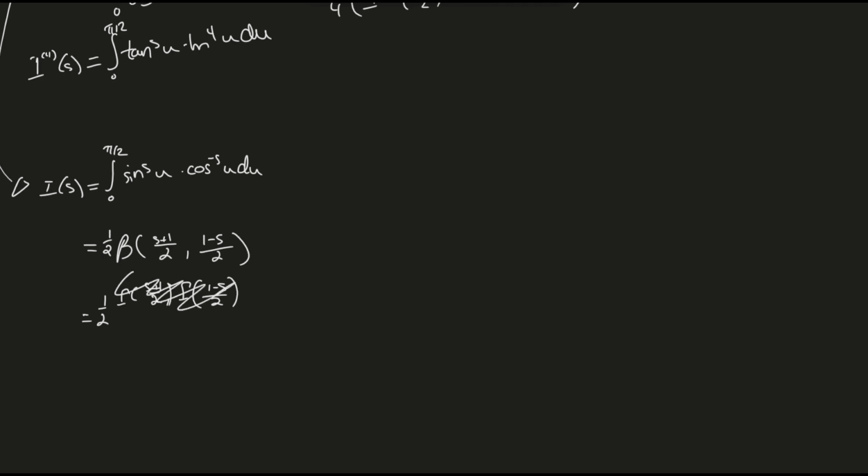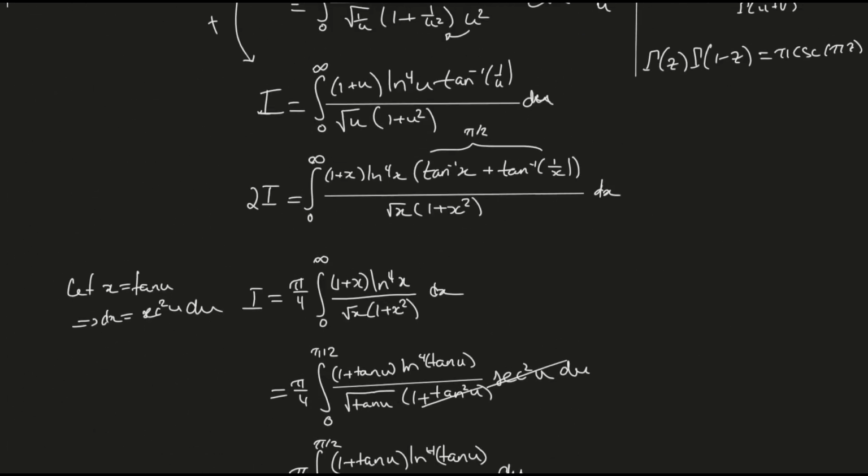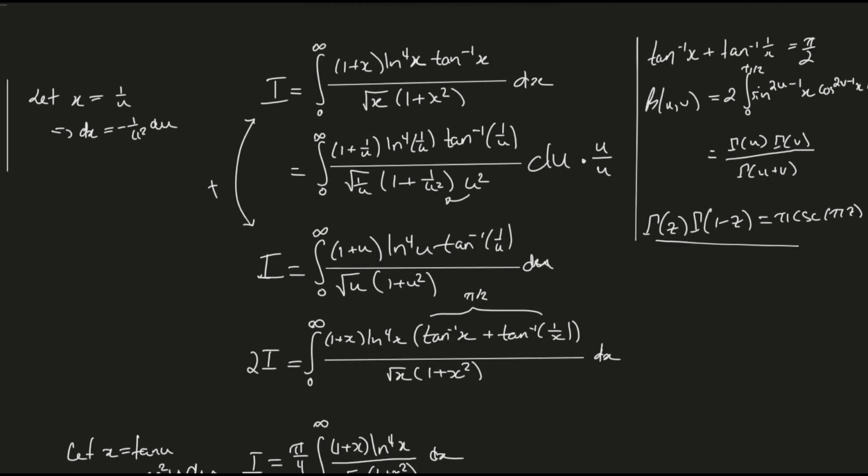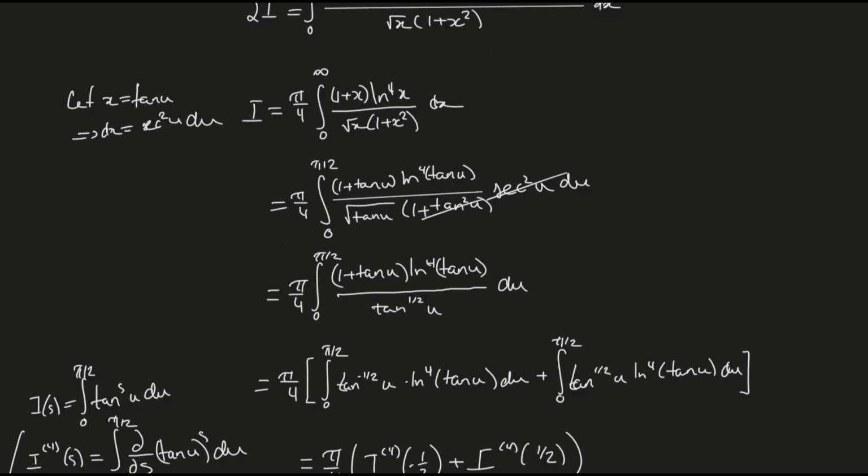So, I'm going to make this a bit cleaner while we're at it. So gamma of (s plus 1) by 2, gamma. And notice that (1 minus s) by 2 can be written as 1 minus (s plus 1) by 2. If we put this on the same denominator, this is 2 by 2, and we get (1 minus s) by 2. And the utility in doing that is that we get gamma z times gamma 1 minus z, which is this identity, which will be pi times the cosecant of pi times z.